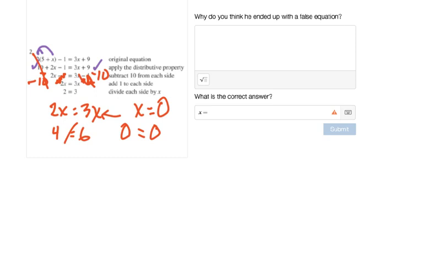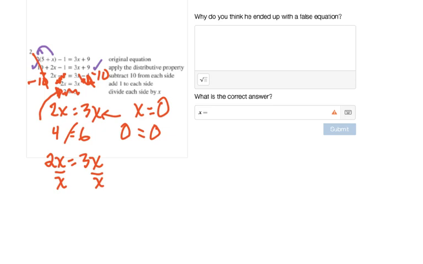Well, his moves are all acceptable except for this last one right there. So not the 2 is equal to 3. I'm talking about the 2x is equal to 3x. So what he did was, he divided both sides by x. Okay? Well, that's okay, but not really, because you end up with this false statement.